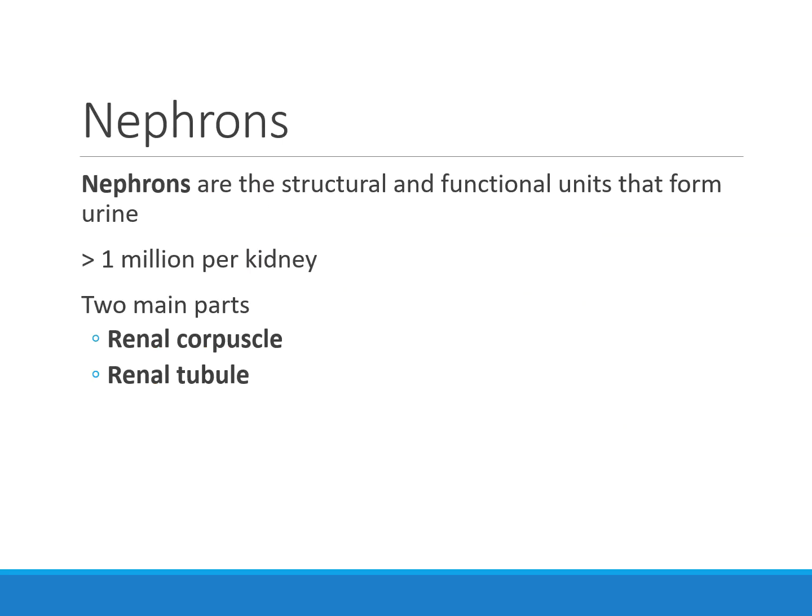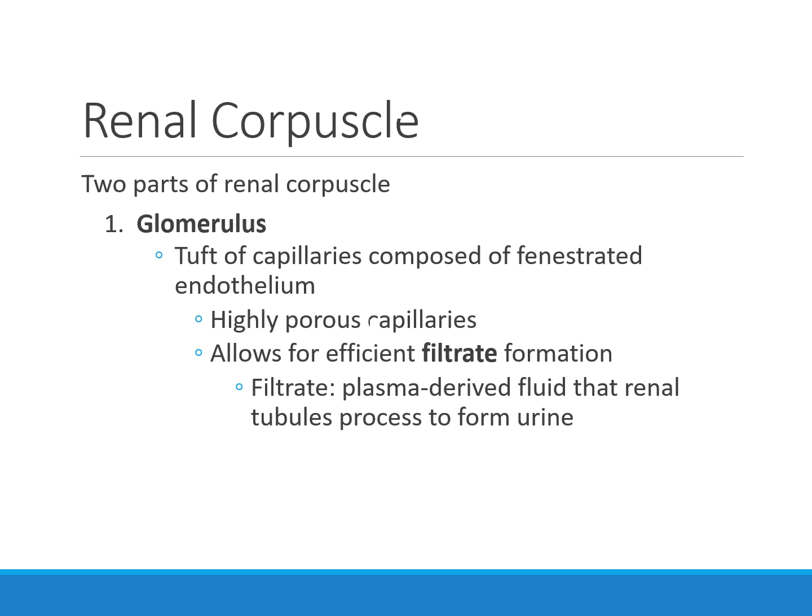Nephrons. Nephrons are the structural and functional units that form urine, and there are approximately 1 million nephrons per kidney. Each nephron has two main parts. It has what's called the renal corpuscle and then the actual renal tubule. So the two parts of the renal corpuscle. The glomerulus is actually the blood supply. This is a capillary bed that's kind of all wound up into like a little circle, and it has lots of fenestrations or openings. If you remember back to blood vessels, fenestrations were large openings in that capillary. These are highly porous capillaries. They allow for efficient filtrate formation.